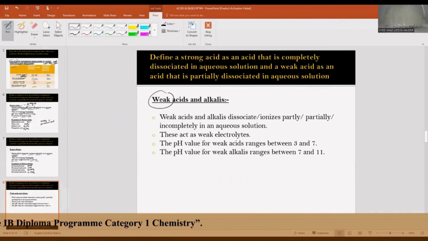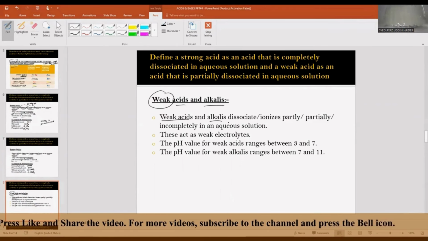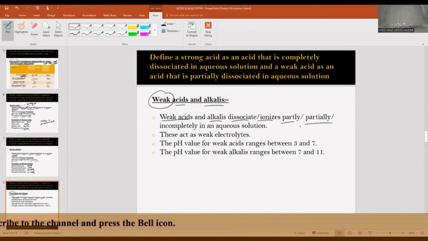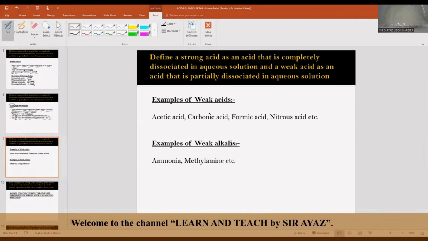Now, weak acids and alkalis, they are opposite to strong acids and strong alkalis. They dissociate or ionize incompletely or partly or partially in an aqueous solution. They do not dissociate or split up completely. The reason is that the ions recombine to produce a molecule of acid and alkali. These act as weak electrolytes. The pH values for weak acids range between 3 and 7, but the pH value for weak alkalis ranges between 7 and 11. So some examples of weak acids.